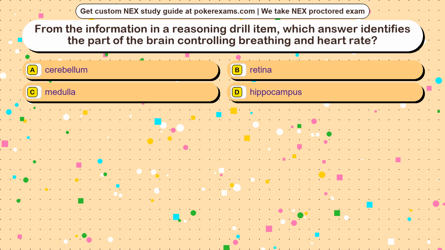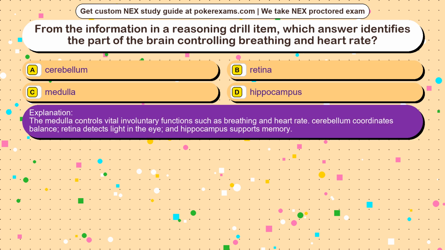The correct answer is option. The medulla controls vital and involuntary functions such as breathing and heart rate. Cerebellum coordinates balance, retina detects light in the eye, and hippocampus supports memory.